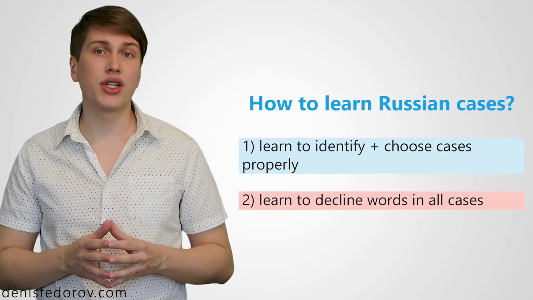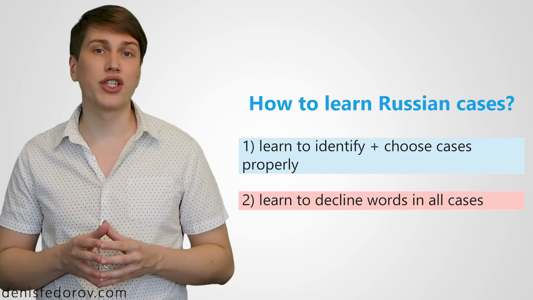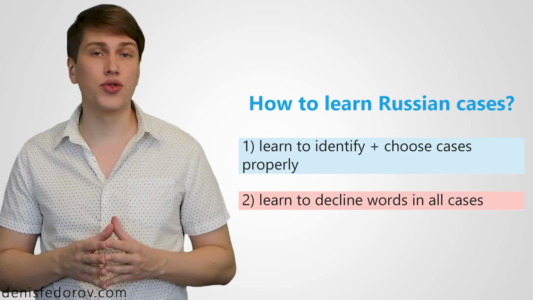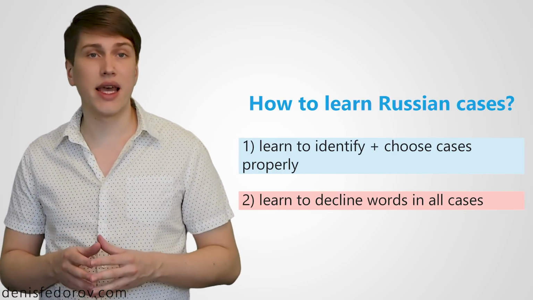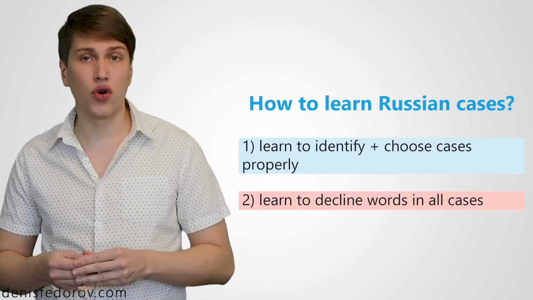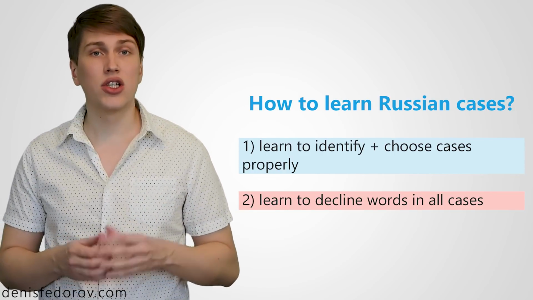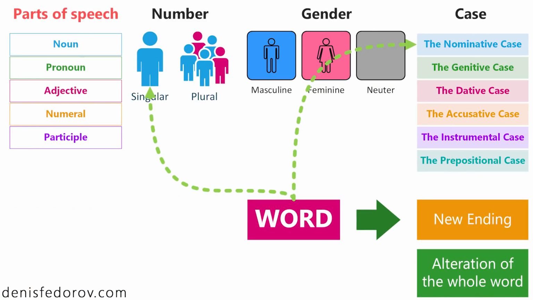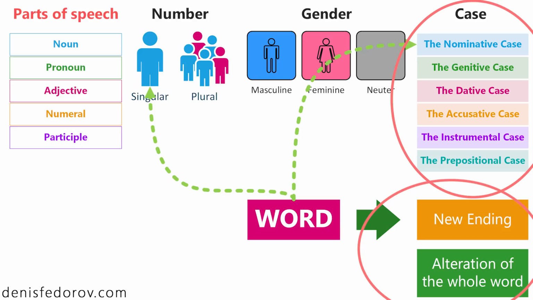So, what is learning Russian cases about? Actually, to learn Russian cases basically means 2 things. First, to learn to choose or identify the case. Second, to learn to decline, transform words into a needed case. So, to learn cases, in other words, we actually need again 2 things. First, to learn to understand which of the 6 cases we need to choose in a particular situation. And second, to learn to transform words into a case of our choice. It mostly means to learn to properly change endings and sometimes to alter words themselves.